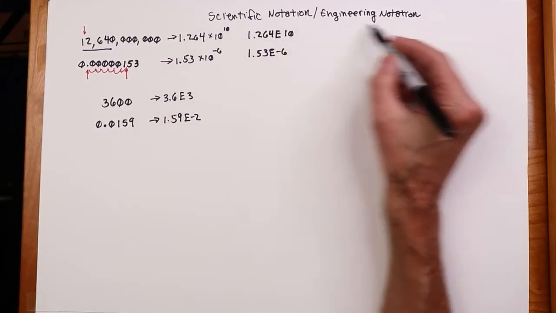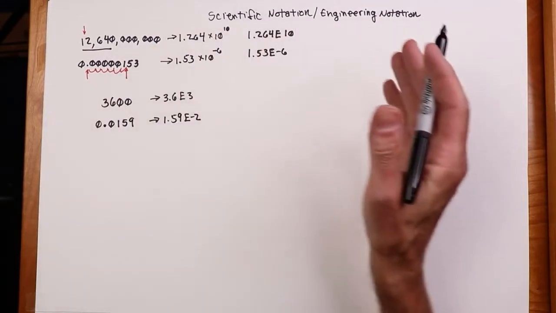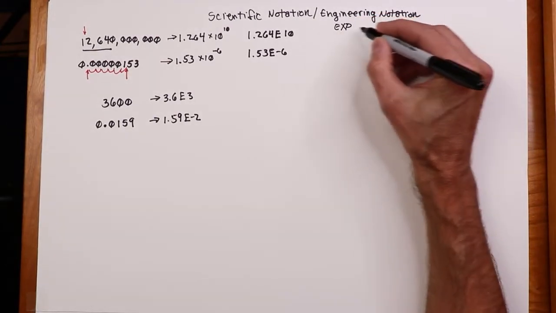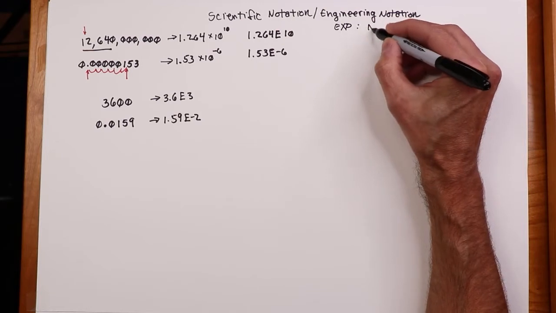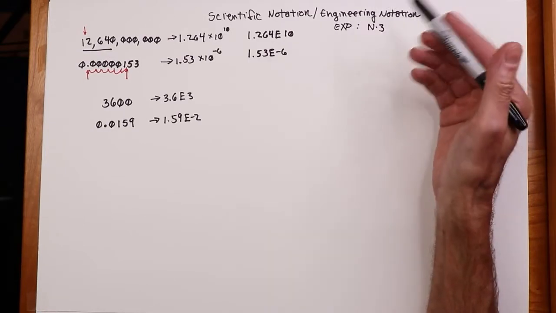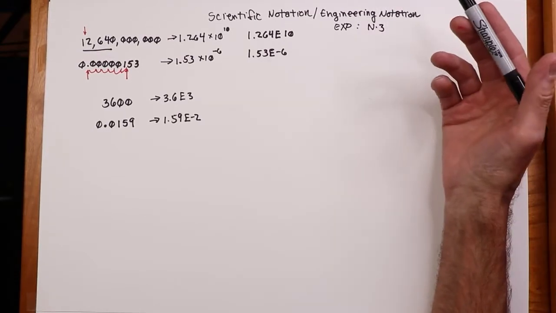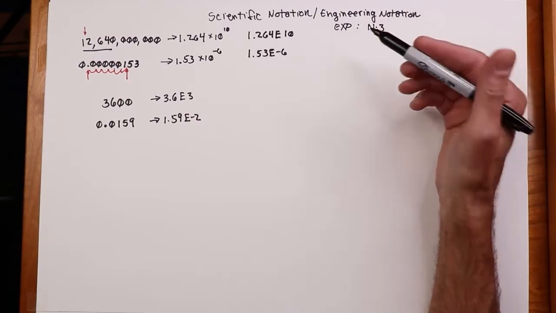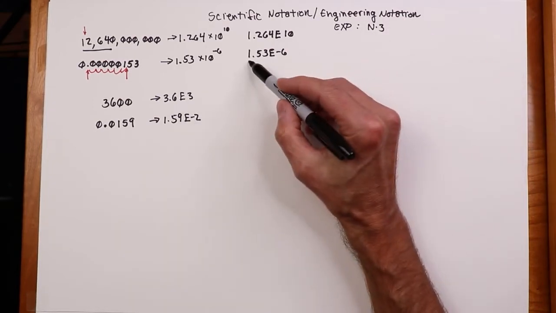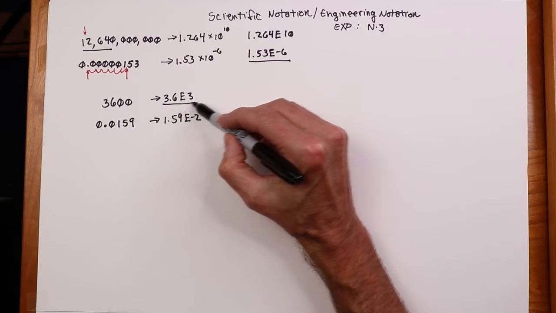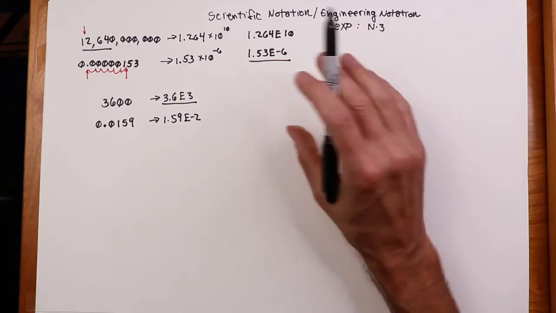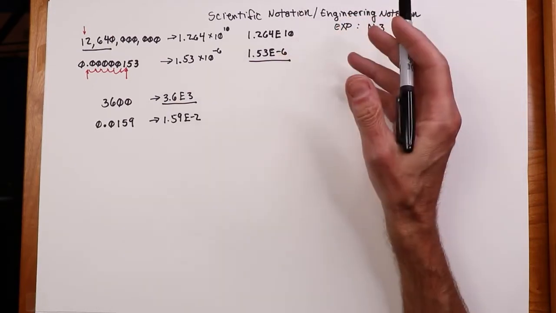That's scientific notation. Engineering notation is just a slight variation on the theme. In engineering notation, the exponents are always factors of 3. So in other words, the e could be plus 3, plus 6, plus 9, plus 12, minus 3, minus 6, minus 9, and so on and so forth, right? We wouldn't see an E10 or an E minus 2. In fact, this is already in engineering notation, as is this. So all I have to do is just make sure that the exponent is a multiple of 3.